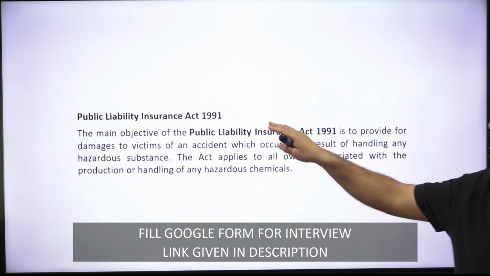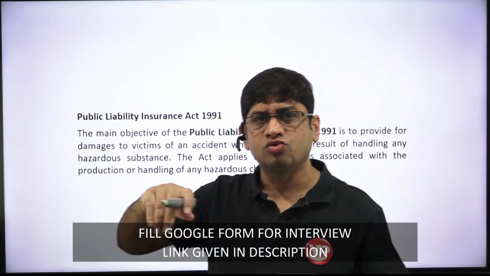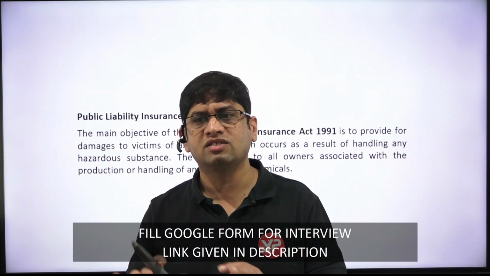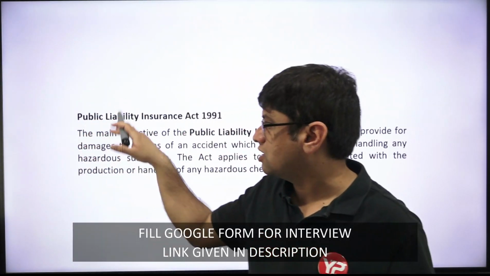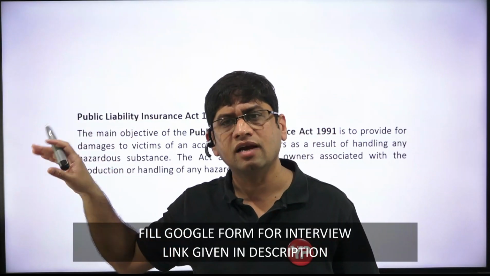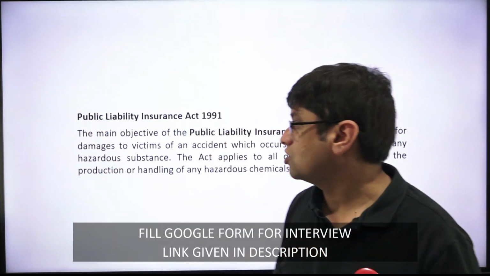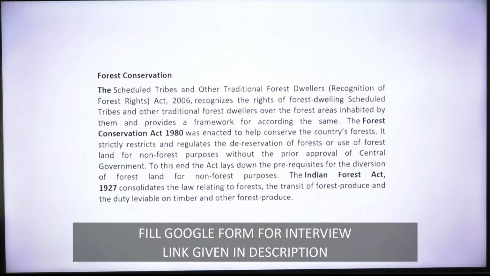Now, Public Liability Insurance Act is also related. If you go to the site of the ministry, you will find that the ministry has certain activities to do. I don't think this is a very important part. This industrial safety, maybe we will see that, but it was related to this ministry also. Forest conservation. Now, Scheduled Tribe and Other Traditional Forest Dweller Act 2006. This is also one of the acts, not very important, don't worry about that.